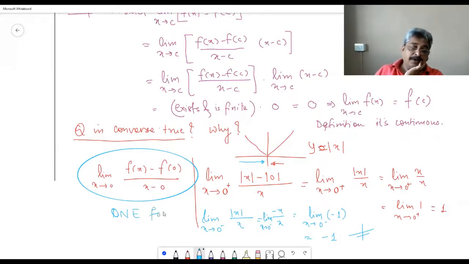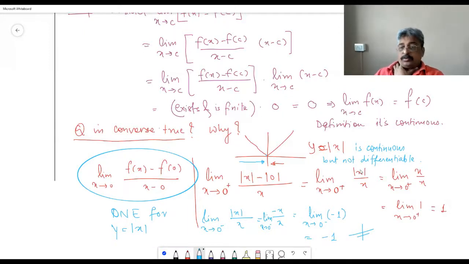For mod x, and hence it is not differentiable. Is it continuous? Yes, we know that for every x it is well defined. Therefore, y is equal to mod x is continuous, but not differentiable. Okay, so this is important.